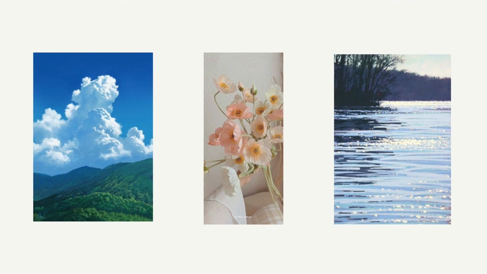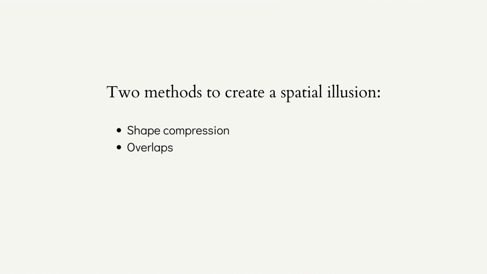What if the object is irregular? For example, flowers, clouds, and streams of water. Even if we want to find perspective, we may not know where to start. In this case, creating an illusion is enough. There are two methods to create a spatial illusion.